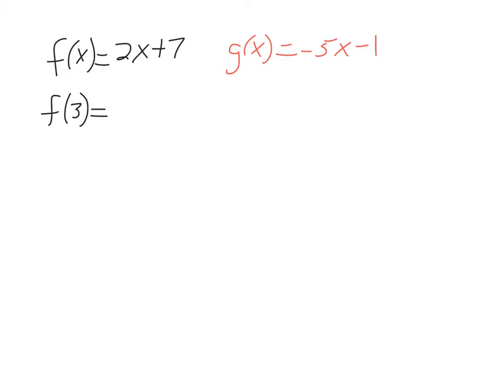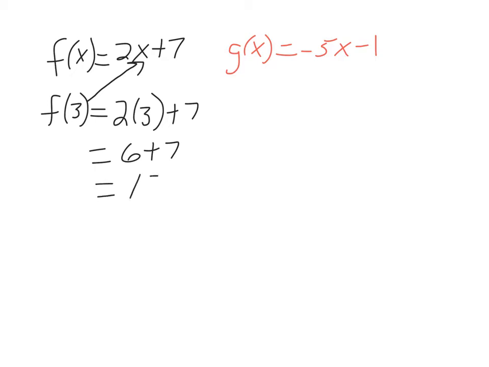So right here I have two functions, f of x equals 2x plus 7 and g of x equals negative 5x minus 1. The first one we're going to work with is f of 3, meaning we're going to put the 3 into the x in the f of x function. So wherever we see an x, we're going to put a 3 in there. So we have 2 times 3 plus 7, 6 plus 7, and that's going to be 13.